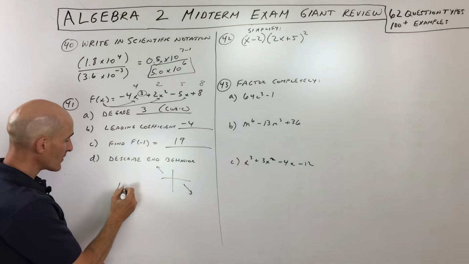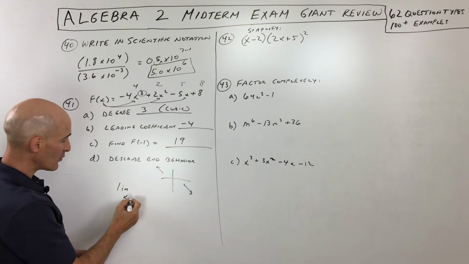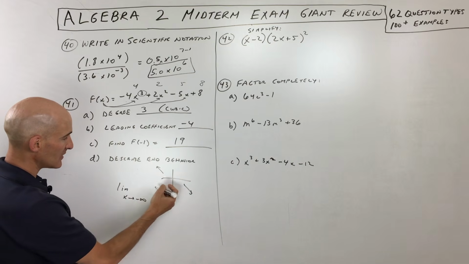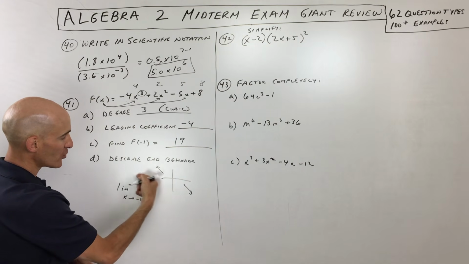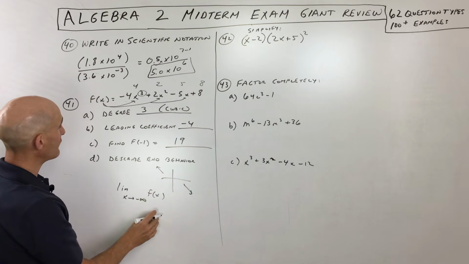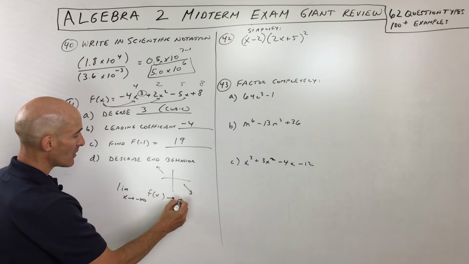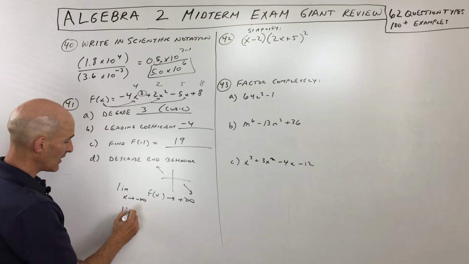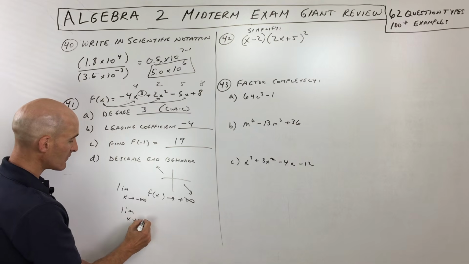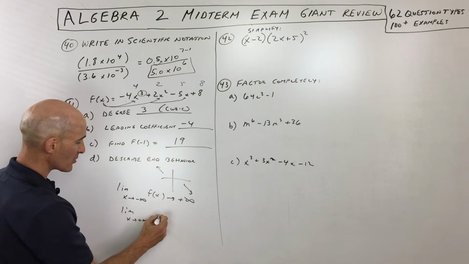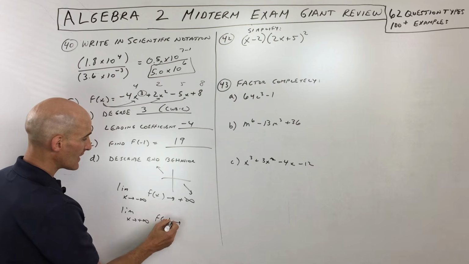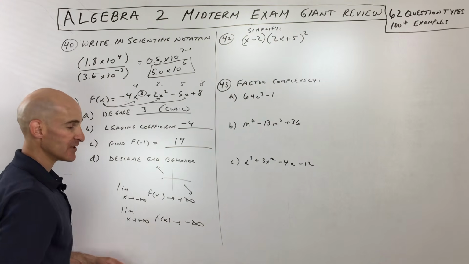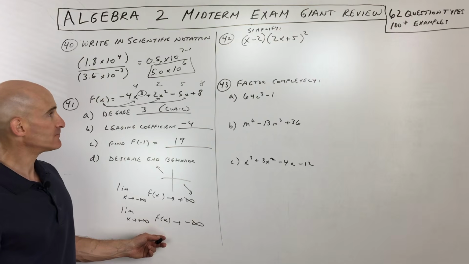The other way to write this, a little bit more mathematical, I guess you could say, would be the limit as x approaches negative infinity, meaning as x gets smaller and smaller as you go to the left, the y values, the f of x values, are approaching positive infinity. And the limit as x is approaching positive infinity, meaning as you're going to the right, as x gets larger and larger, the y values are going down, they're approaching negative infinity. So that's the limit notation.